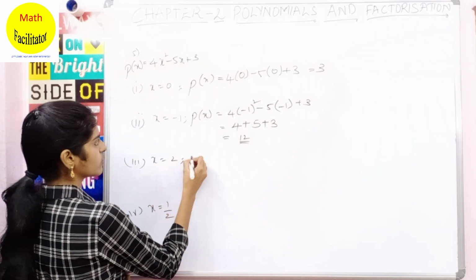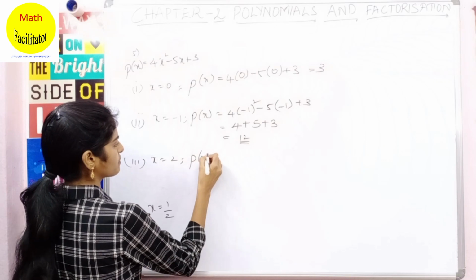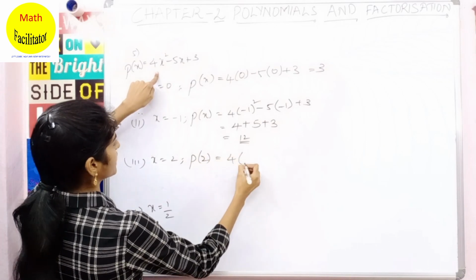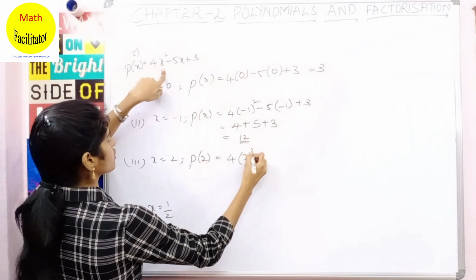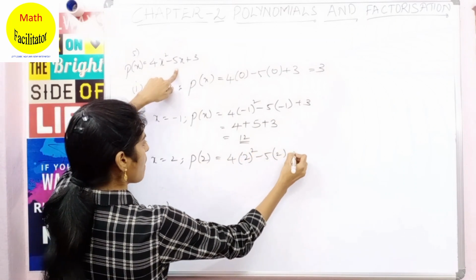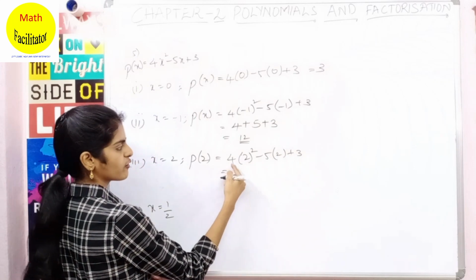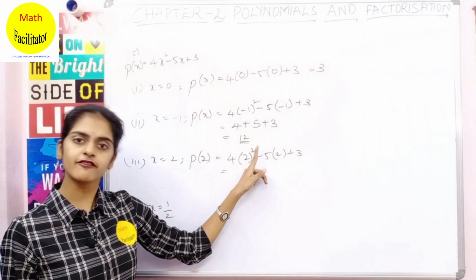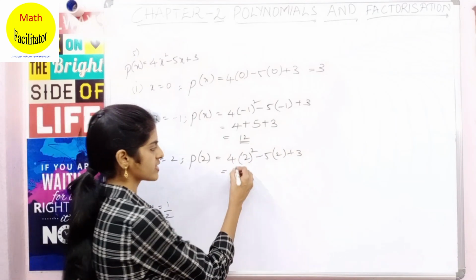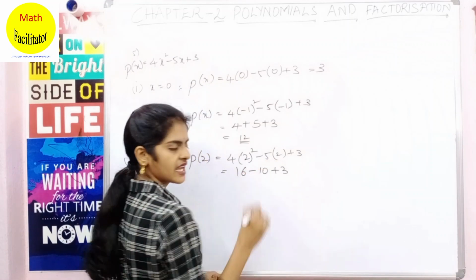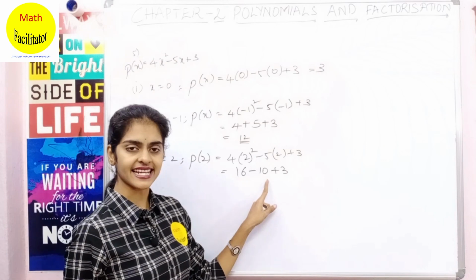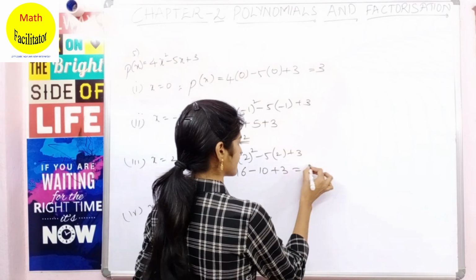Now when x equals 2, p of 2 will be 4 into x, and in the place of x you will substitute 2. So 4 into 2 square minus 5 into 2 plus 3. 2 square is 4, so it is 4 into 4, 16, minus 5 twos are 10, plus 3. Clear? So 16 minus 10 is 6, 6 plus 3 is 9.